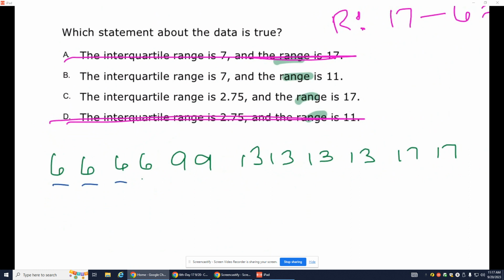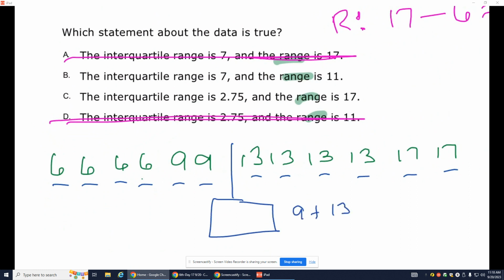So 1, 2, 3, 4, 5, 6. And then, of course, 1, 2, 3, 4, 5, 6. So my median becomes the value right in between 9 and 13, right in the middle. Again, when I don't know what that value is, because it's in between two numbers, I can add my two numbers. So 9 plus 13 would give me 22. And then I have to find the mean of that, so I divide by 2, which would give me 11. So my median is 11.